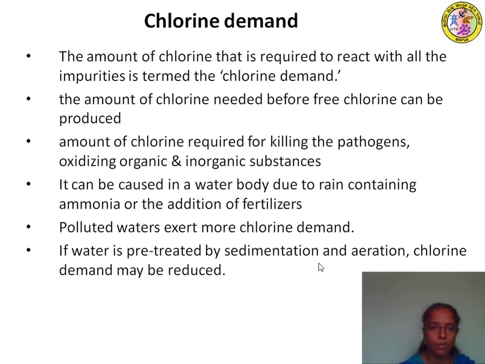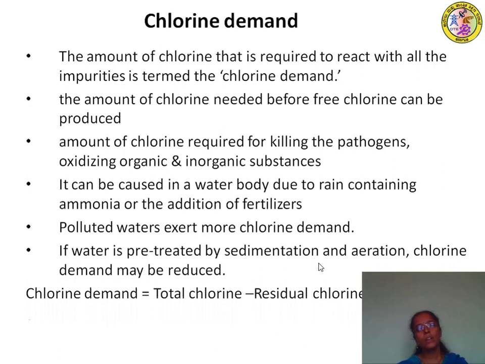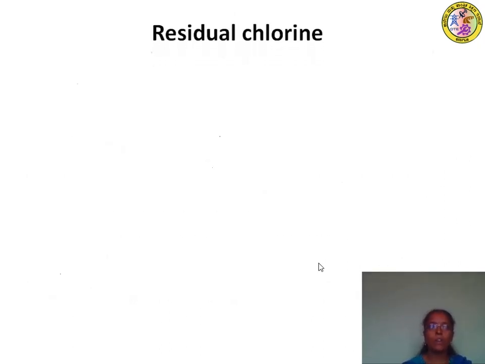How do we find the chlorine demand? Chlorine demand can be calculated as total chlorine added minus the residual chlorine present in the water. So the total amount of chlorine minus residual chlorine will give the value of chlorine demand. Next we will go for residual chlorine.